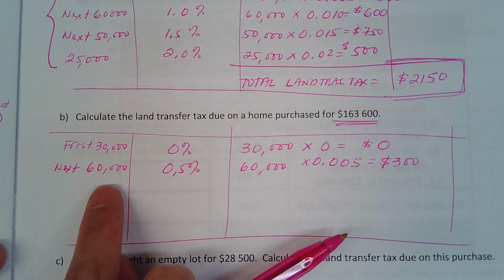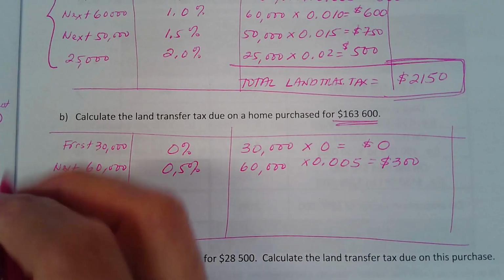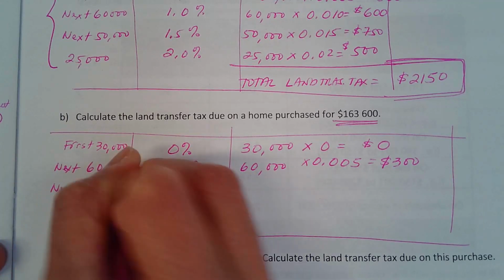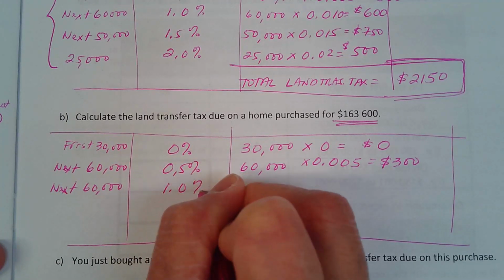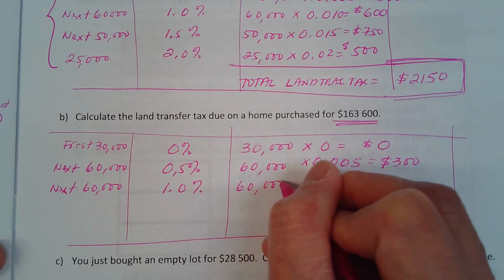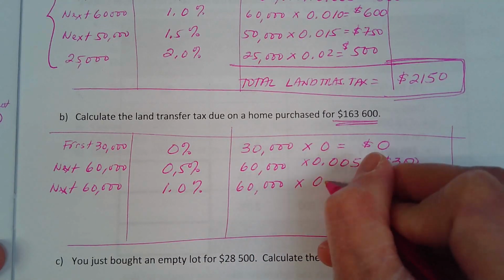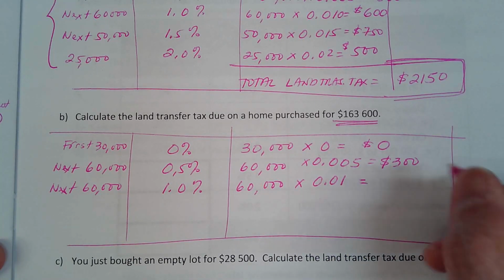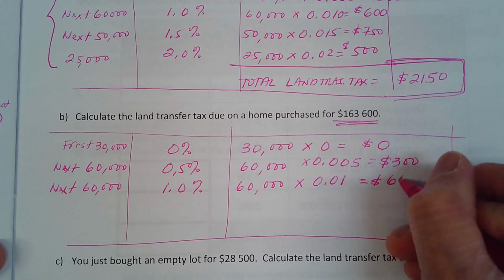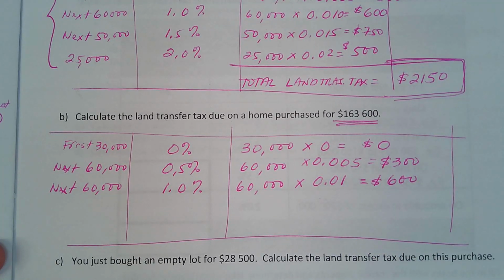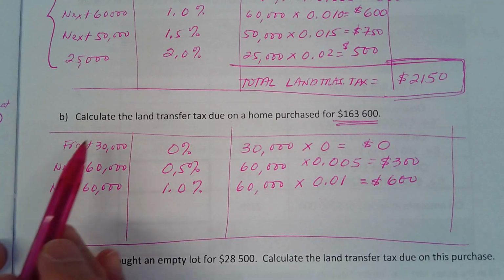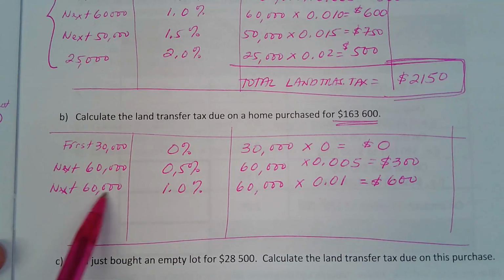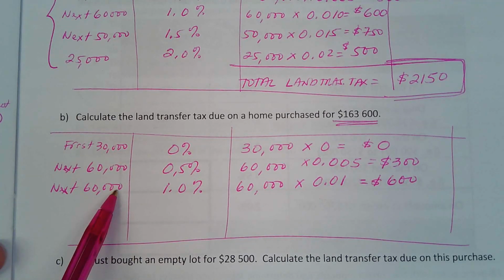Okay, can we go for another 60? Yeah, we can go for the next 60,000. So it's going to be 1%. 60,000 times 1%, which is 0.01. We already have that answer from previously, so $600. Okay, so what's our running total? 30 plus 60 plus 60, so that's going to be 150.